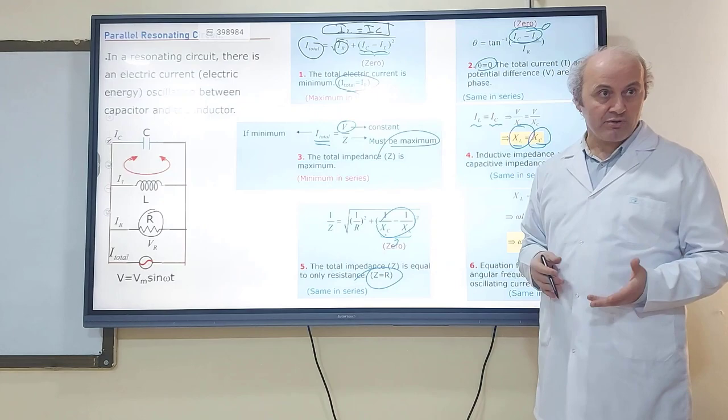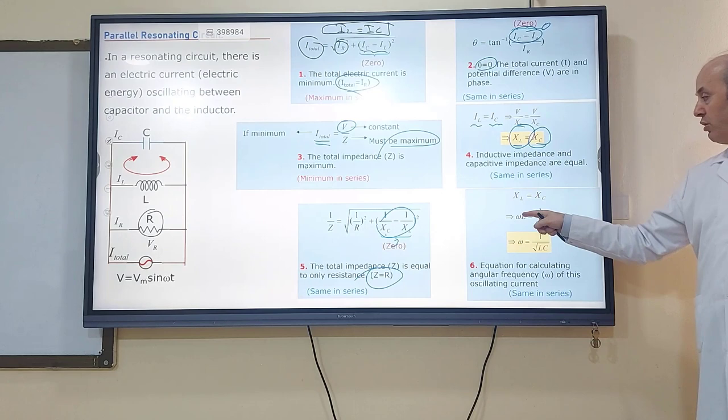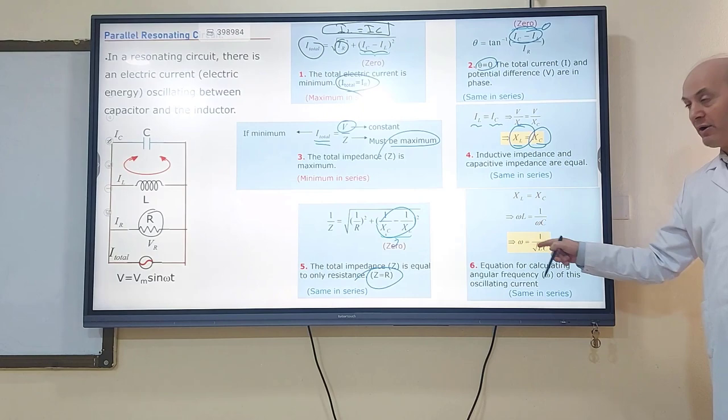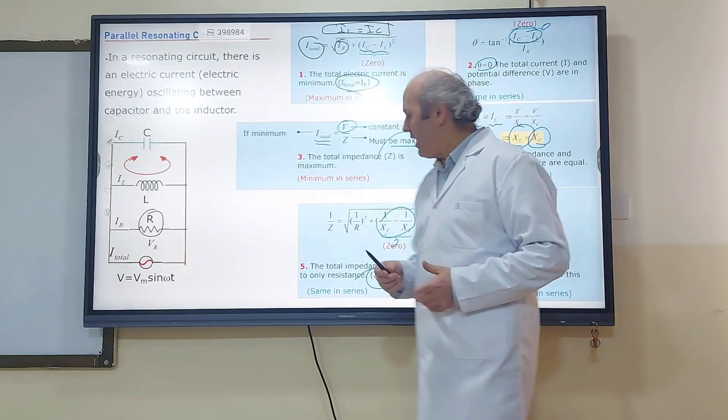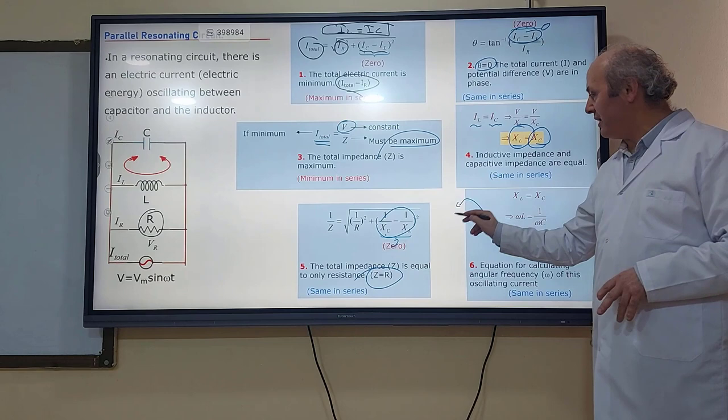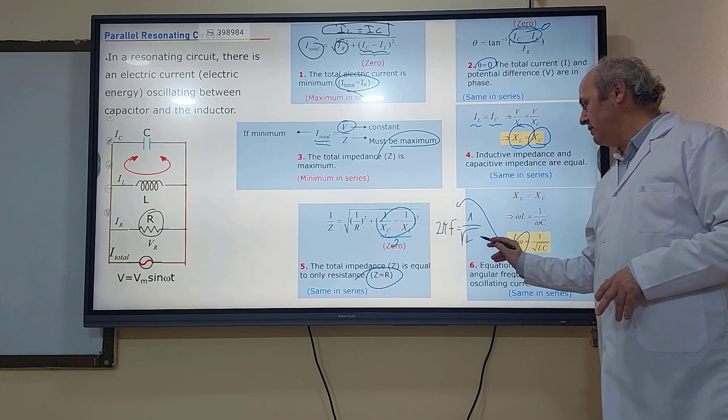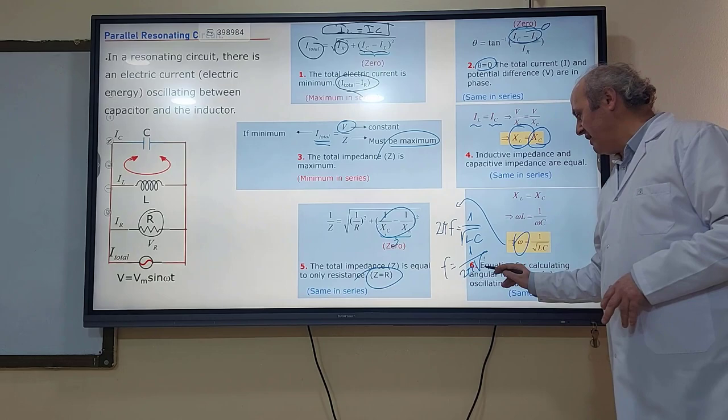If XL is equal to XC, continue with this equation: XL is equal to omega L, XC is equal to 1 over omega C. Cross product, you'll get the omega equation: omega is 1 over root of LC. This is how quickly electric current is oscillating between the capacitor and the coil. Omega is angular frequency, but I can also write this equation for frequency. Instead of omega, 2 pi f is equal to 1 over root of LC. Then f is equal to 1 over 2 pi root of LC. This is the frequency equation.